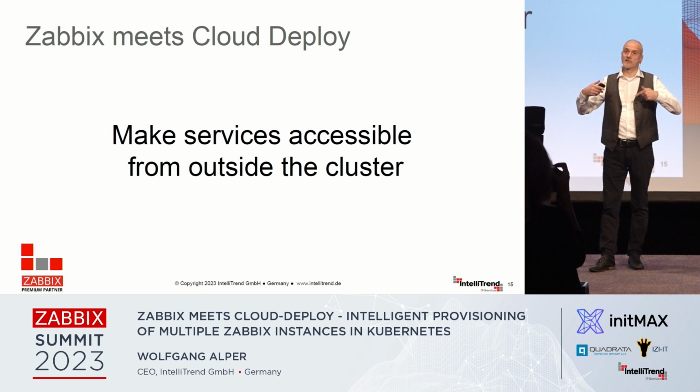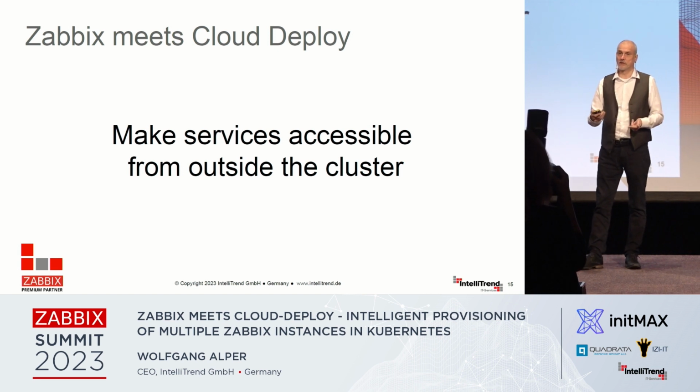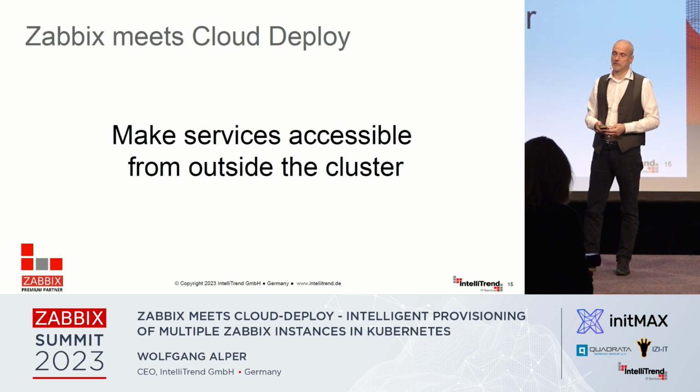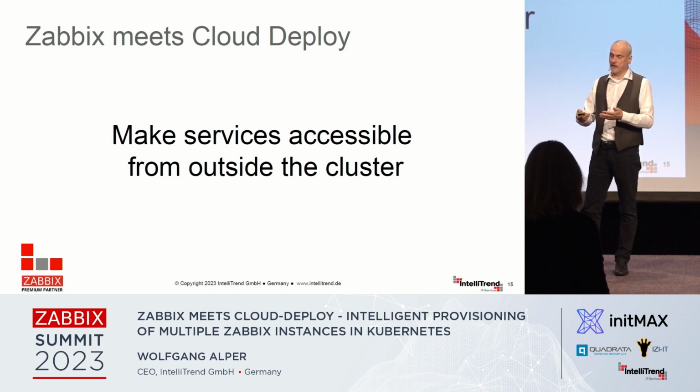Now, if you do this type of deployment in Kubernetes, and it's not only affecting Zabbix, but any application you would like to deploy in Kubernetes and that should be accessible via the network, then at some point you must think about how you make your application accessible from the outside network-wise.